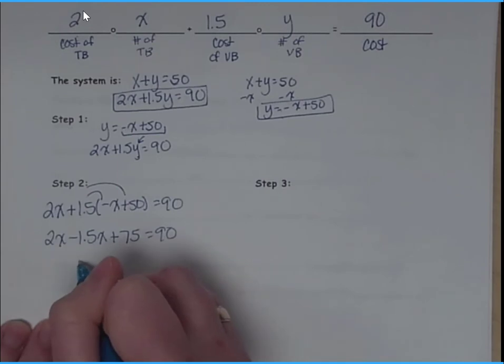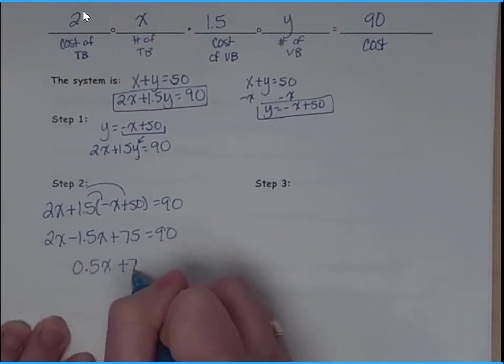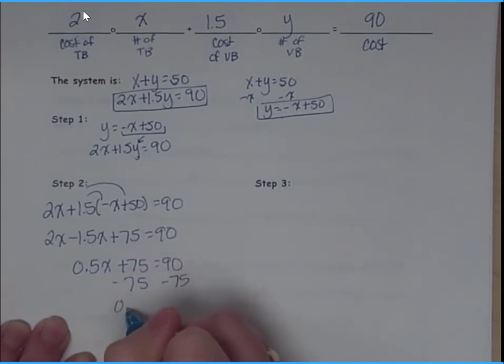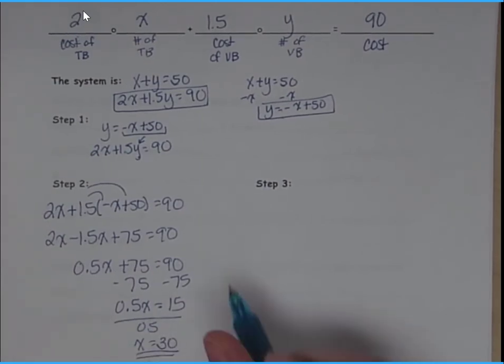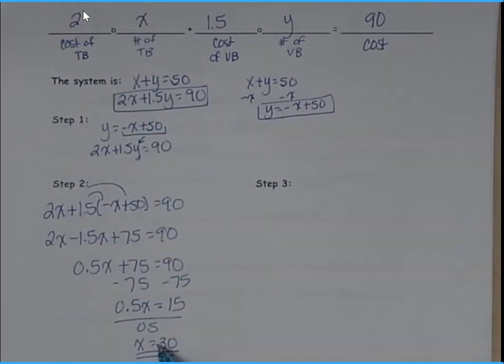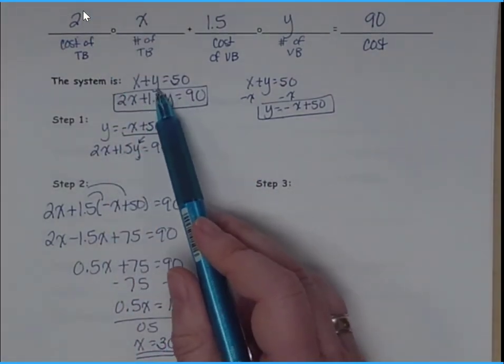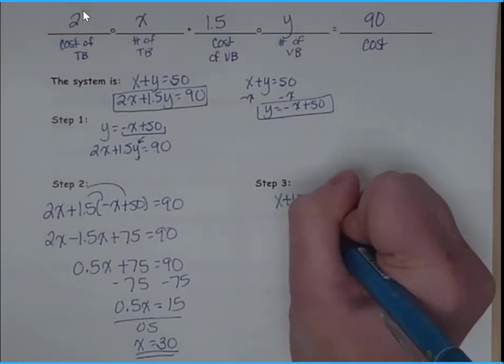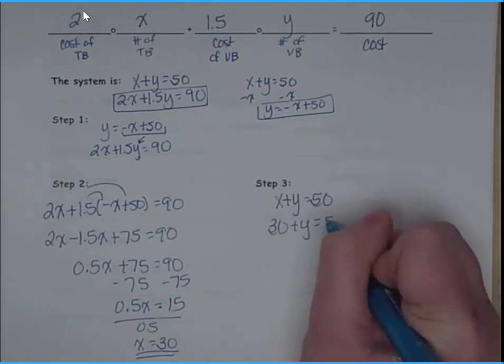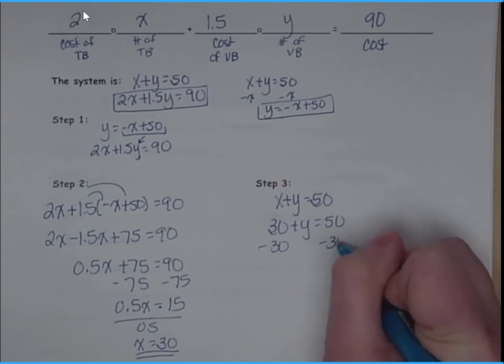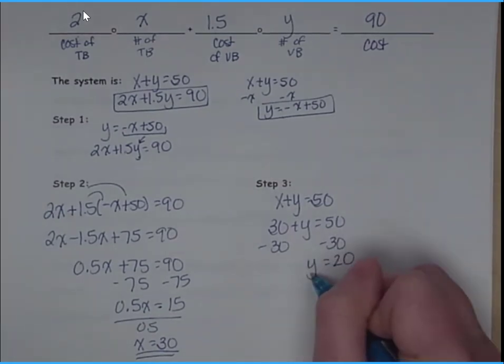Now I'm going to combine my like terms. So I have 5/10 x plus 75 equals 90. Subtract 75 from both sides. So I have 5/10 x equals 15. Divide by 5/10, so x equals 30. So now I've got my first solution here. I've got x is 30. Now I'm going to go back to the original here. So I have x plus y equals 50. x is 30. 30 plus y equals 50. Subtract 30 from both sides, so y equals 20.